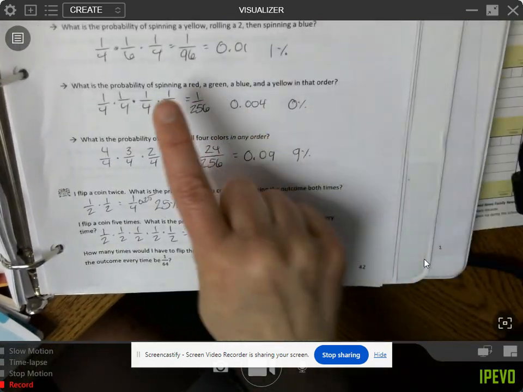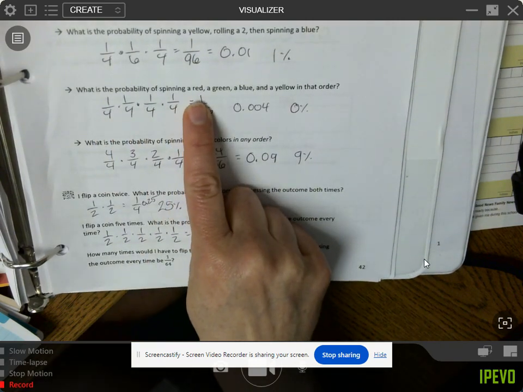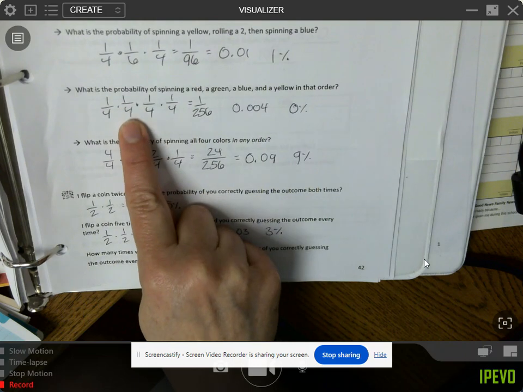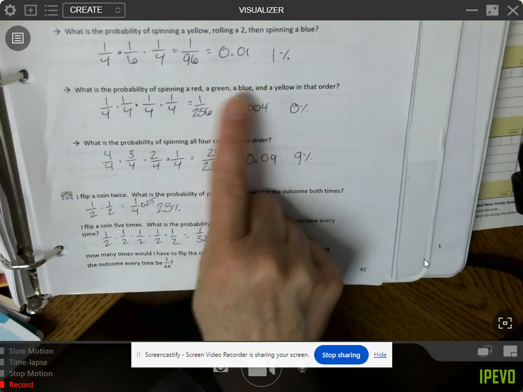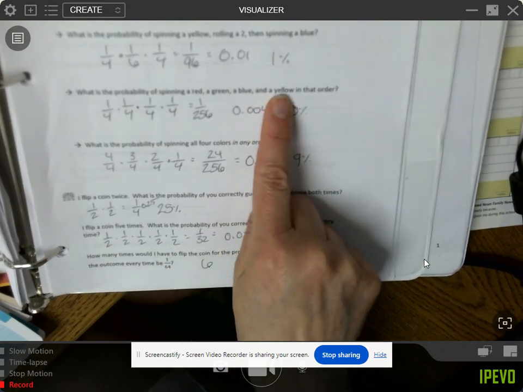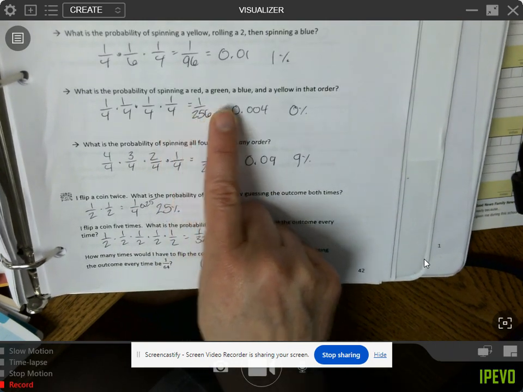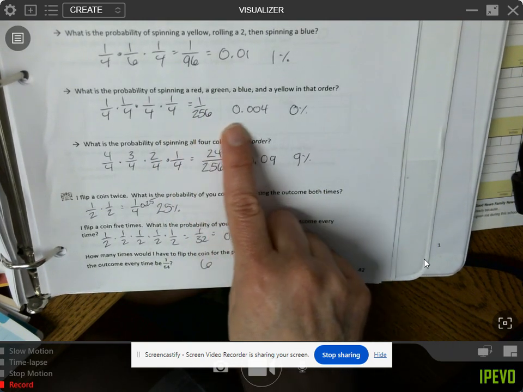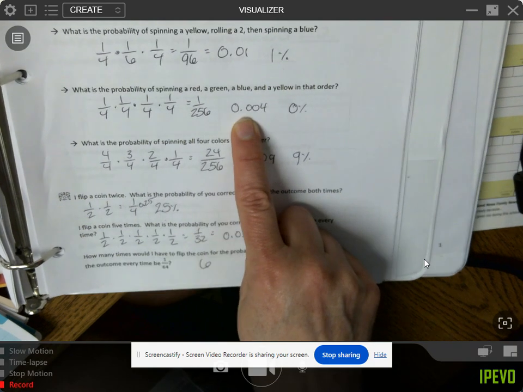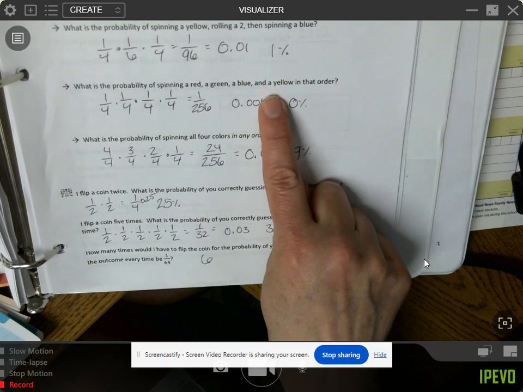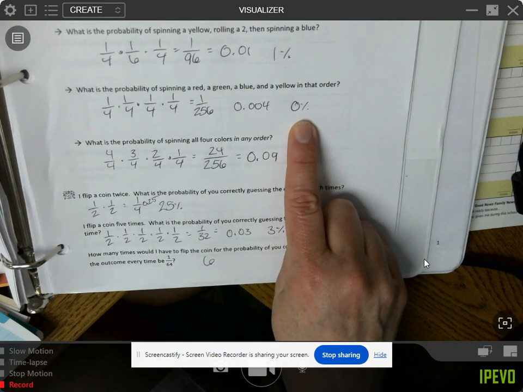What is the probability of spinning a red, 1 out of 4, then spinning a green, 1 out of 4, spinning a blue, 1 out of 4, and then spinning a yellow, 1 out of 4? So that's 1 over 256. We divide, it's 0.004. So we round to that 100th place, and it's a 0% probability. It is so small.